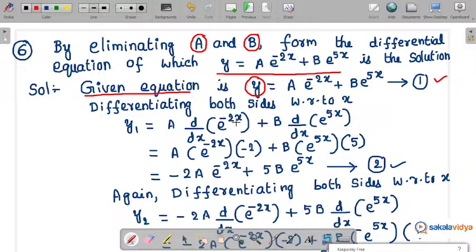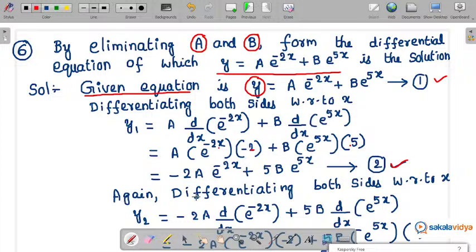The derivative of e power minus 2x is e power minus 2x, and the derivative of minus 2x is minus 2. Plus b into the derivative of e power 5x, which is e power 5x into 5, since the derivative of 5x is 5. Now we can write y1 equals minus 2a into e power minus 2x plus 5b e power 5x. Say equation 2.